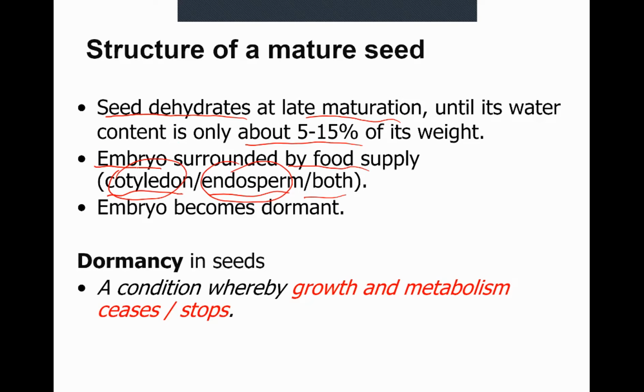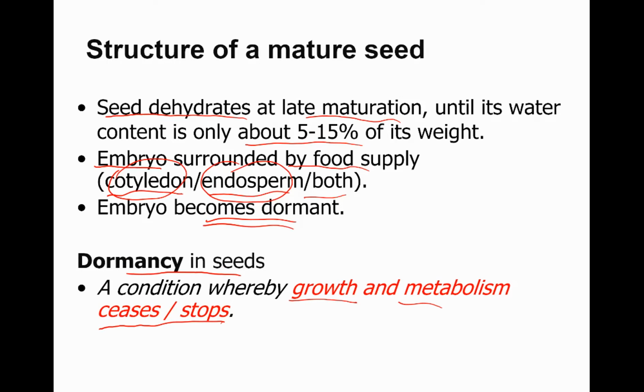Okay, right. And at the late maturation, embryo becomes dormant. Remember, dormant means it will wait until the time that it will germinate. That's why biji benih biasanya dia akan ringan-ringan lah. Dia akan kehilangan air. Okay, right. Dormancy in seed. So dormancy in seed is a condition whereby the growth and the metabolism of the seed is ceased or stopped. Dormancy, dia dormant, dia tak buat apa-apa. Growth and metabolism will stop before it starts to germinate. So this is the characteristic of a mature seed. Dia akan dormant. Right, so dia akan kehilangan air and then dia akan stay dormant. Okay, right. Okay, next what happened?